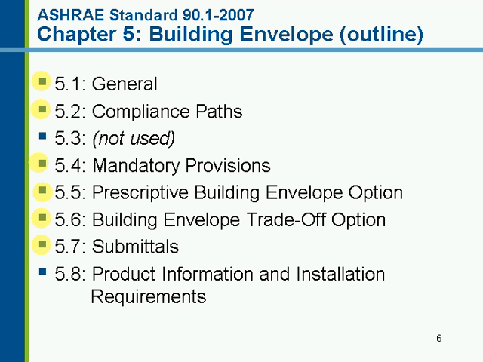Within Section 5.7 and 5.8, they talk about the submittals to have a complete package to document compliance with Standard 90.1, and some detailed information about how we'd show that you meet the NFRC rating requirements for fenestration, for example, or how to make sure the insulation is installed correctly.